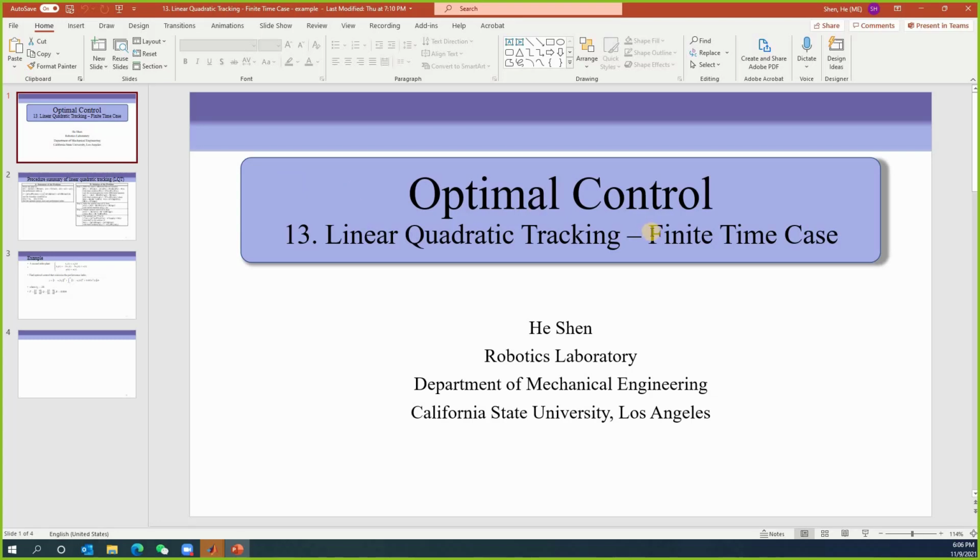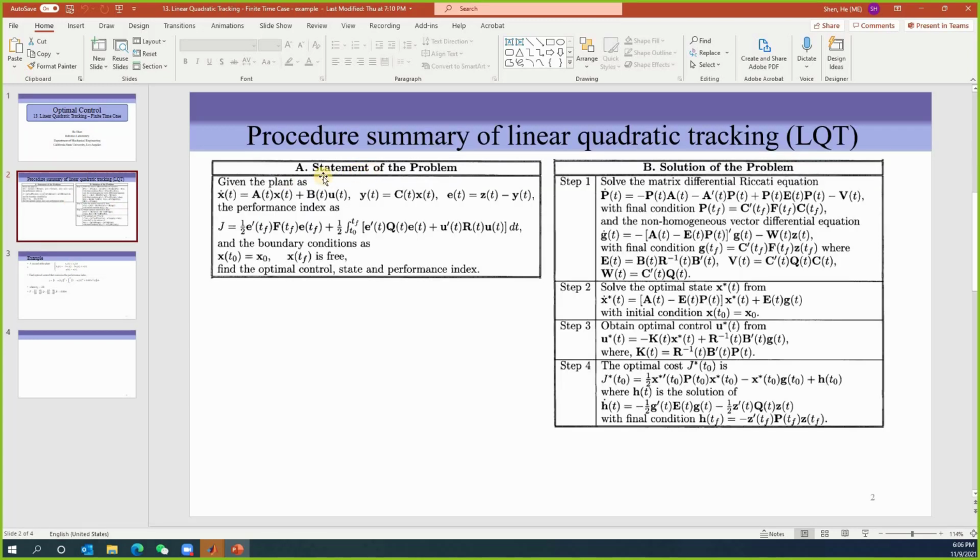Today we're going to look at this example. It's a linear quadratic tracking problem for the finite time case. The problem is stated here. The plant is given in this time-varying differential equation: x dot is equal to Ax plus Bu.